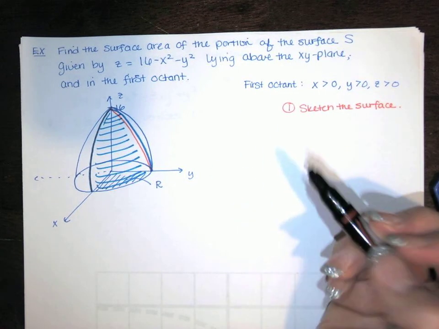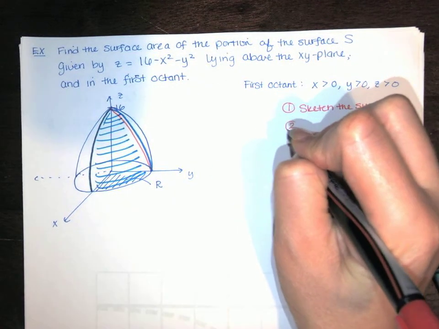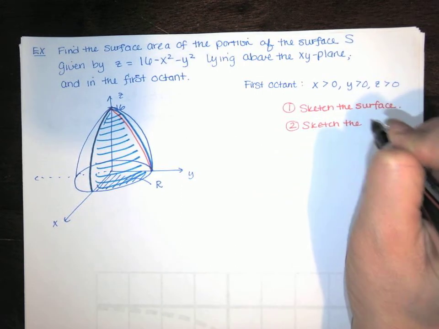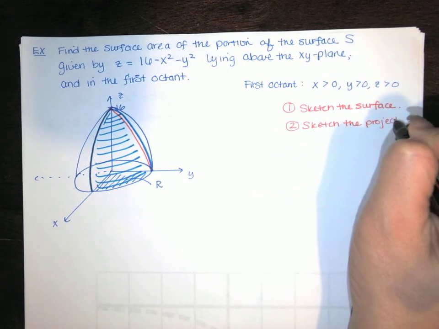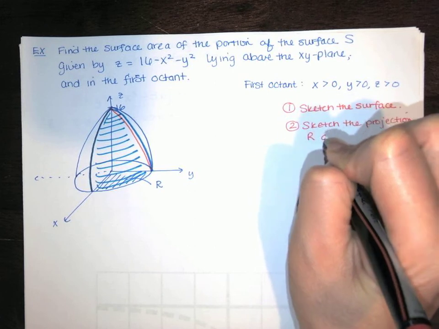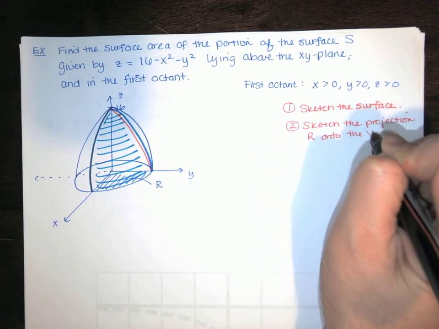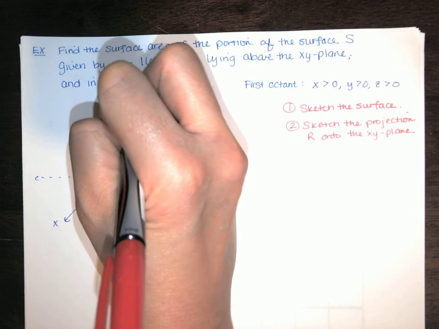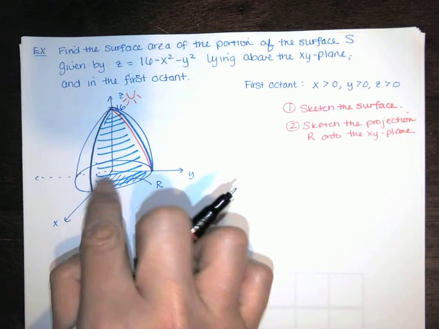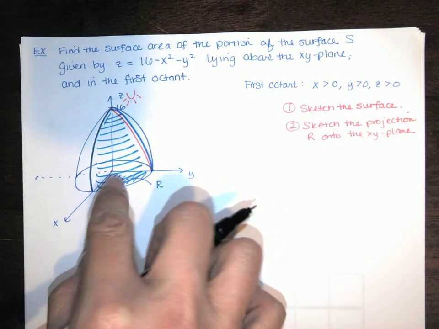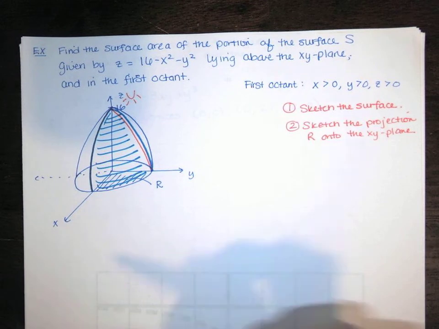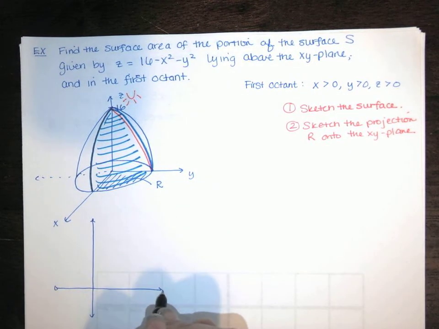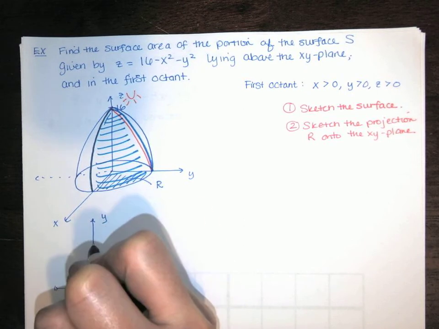So we sketch the surface, and then we sketch the projection of the surface onto the xy plane. You want to think of it kind of like a shadow. If the sun were directly above this, where would the shadow lie? Well, it would lie right there. So x and y are both positive, and we have a semicircle.